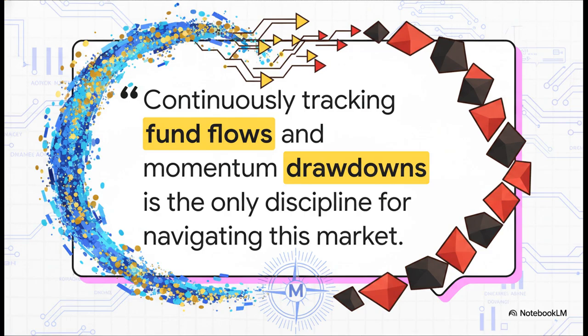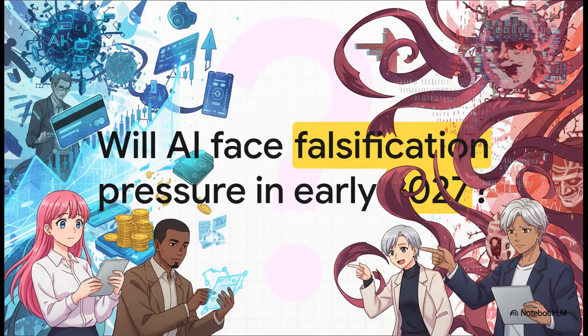The report really boils it all down to a single discipline, concluding with this. Continuously tracking the relationship between fund flows and momentum drawdowns is the only discipline for navigating the current game-driven market. And that leaves us with one final big-picture question to think about. Will AI monetization validation face that falsification pressure in early 2027?